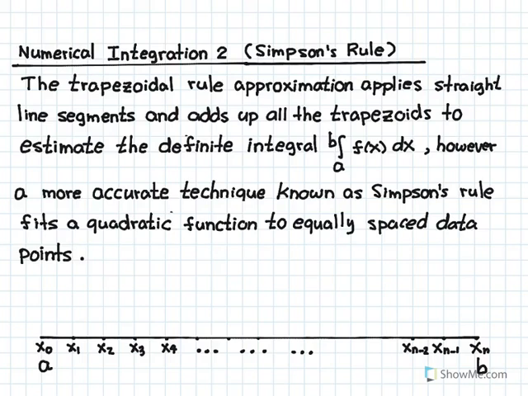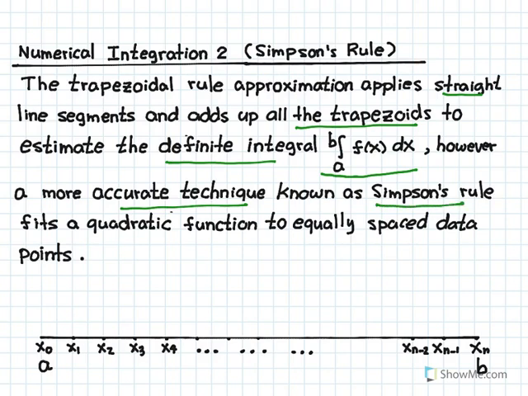In this video, we're going to look at Simpson's rule. The trapezoidal rule approximation that we looked at in the last video applies straight line segments and adds up all the trapezoids to estimate the definite integral from a to b, f of x dx. However, a more accurate technique known as Simpson's rule fits a quadratic function, a parabola, to equally spaced data points.